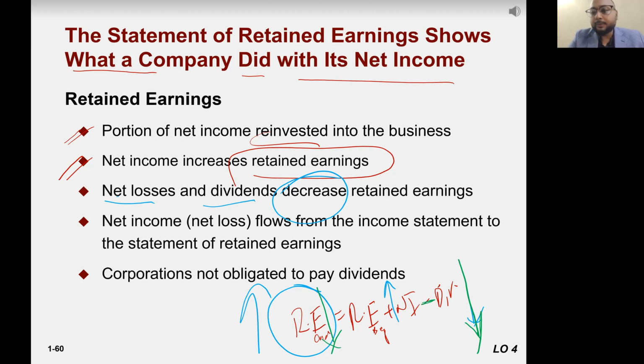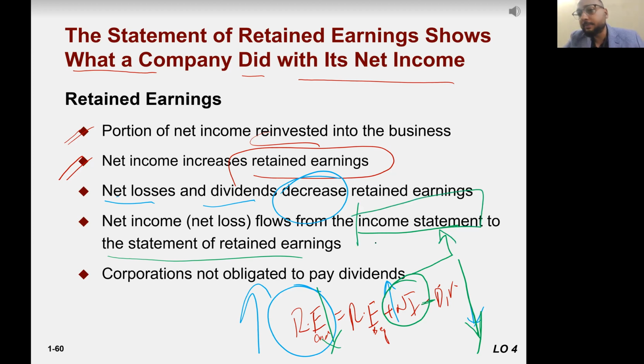So the net income flows from the income statement to the statement of retained earnings. First, in order to calculate the retained earnings statement, we need to have net income. And where can we find the net income? Net income is a figure that we take from the income statement. So first we need to make the income statement. From there we find out net income, and then net income is going to be used in making the statement of retained earnings, or retained earnings statement.